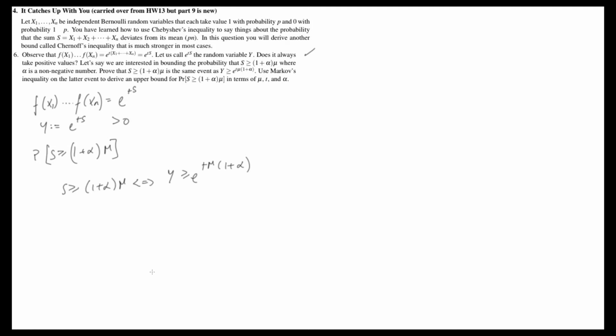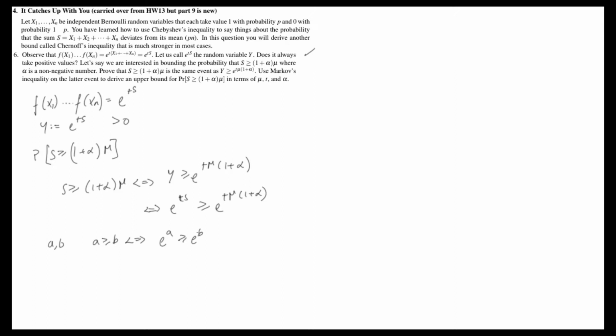So what is y? Y is e to the ts. So this is if and only if e to the ts, because I'm just going to replace y with the definition, is greater than or equal to e to the t mu times 1 plus alpha. The only thing to note here is that the exponential function is monotonically increasing, and what that basically means is that if you have two values a and b, a is greater than or equal to b if and only if e to the a is greater than or equal to e to the b. So since the exponential function is monotonically increasing, this holds true.